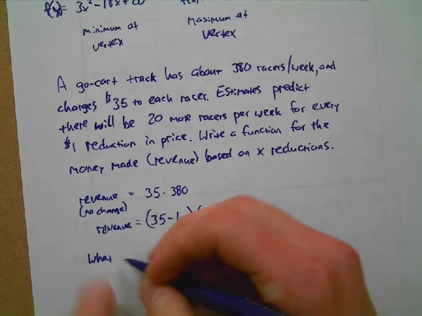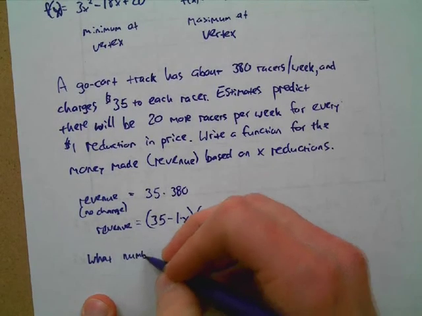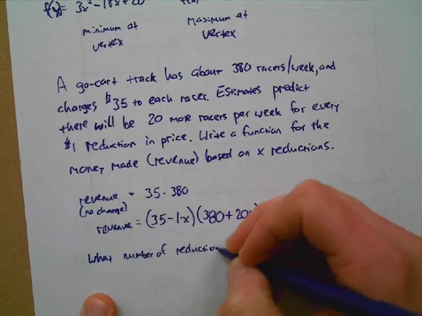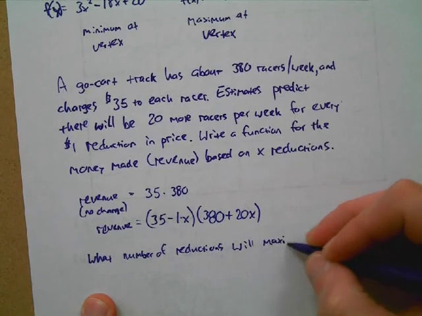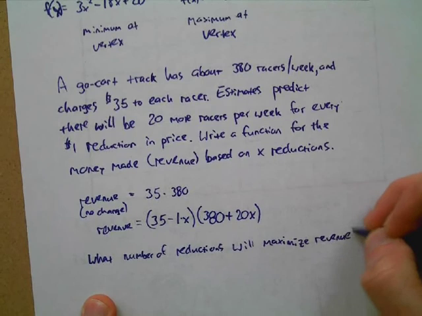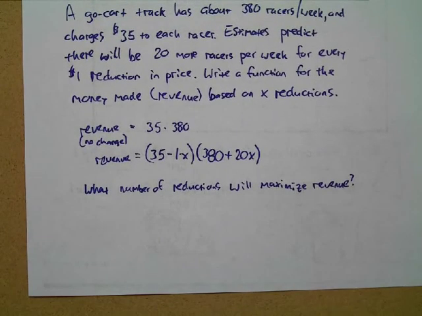So here's the really important question, though. What number of reductions will maximize revenue? Okay. What number of reductions will maximize revenue?